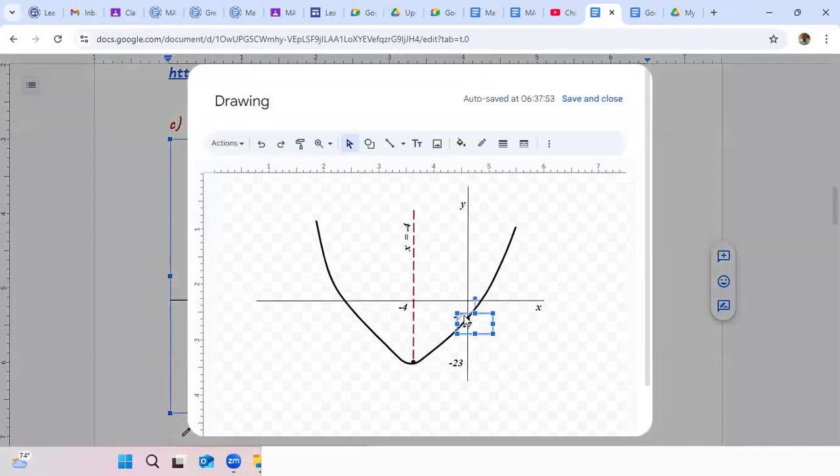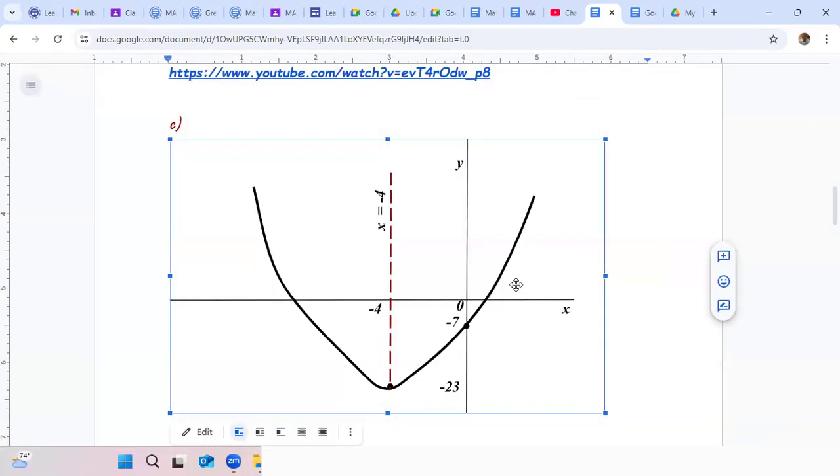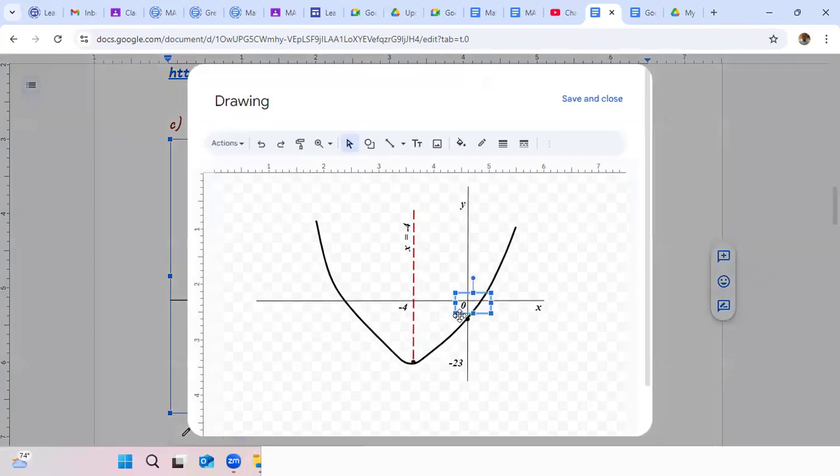Although it's good practice, although you may miss this out, it's a good practice to put a 0 at the origin. That is where both x and y are equal to 0. And this -7 here is for the y-intercept, right?